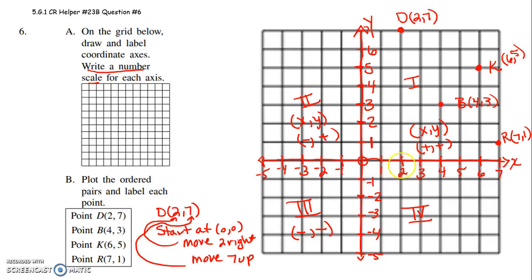And in the fourth quadrant, the x is positive because from the origin I move to the right, and because I'm moving down, the y is negative. All right, all of your points on this one are in the first quadrant. I hope that helps.